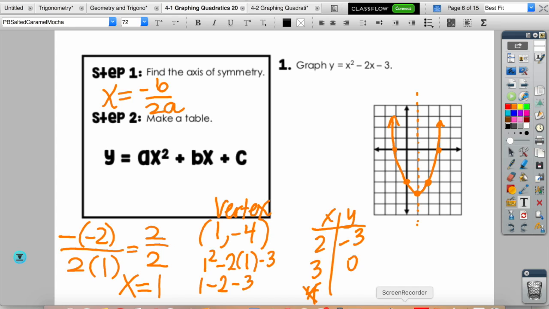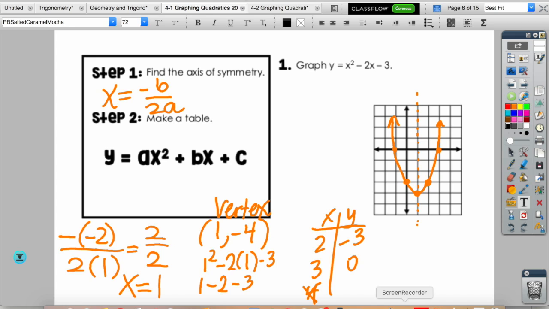Okay? If it asks us to find the axis of symmetry, we have to use that formula from the last flap. Do you guys remember what it was? If you don't remember, you can always flip back. Negative b over 2a. Hopefully you wrote it down. You do need that formula. That's how you find the axis of symmetry, negative b over 2a.